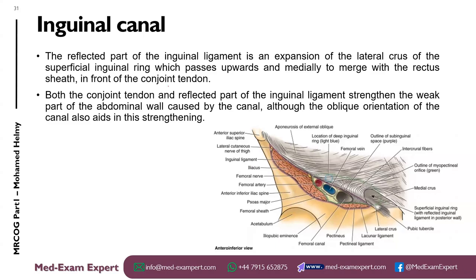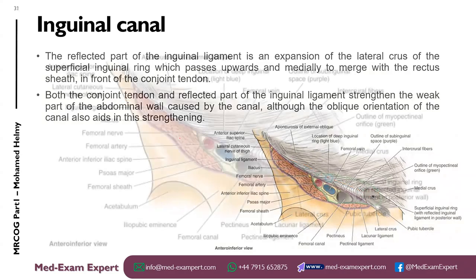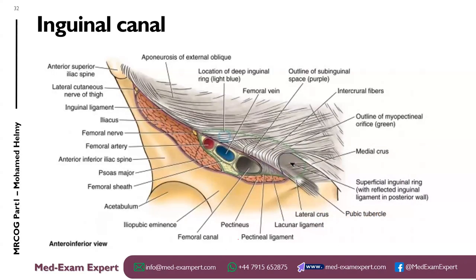Of course, as I told you before, the conjoint tendon and the reflected part of the inguinal ligament strengthen the weak part of the abdominal wall caused by the canal, and strengthen the superficial inguinal ring. Also, the oblique orientation of the canal, because it's not in a straight direction, it's in an oblique direction in the inguinal region, makes more strengthening of the canal to avoid herniation through the inguinal canal to form what we know as the inguinal hernia. This is also in the picture here.